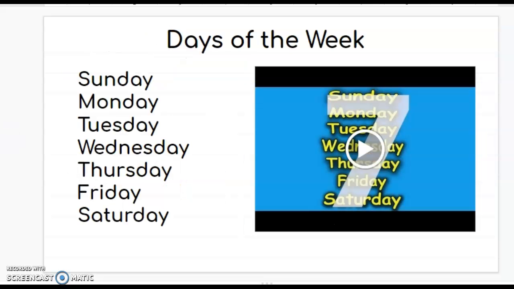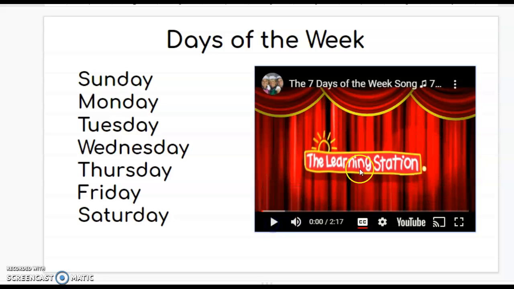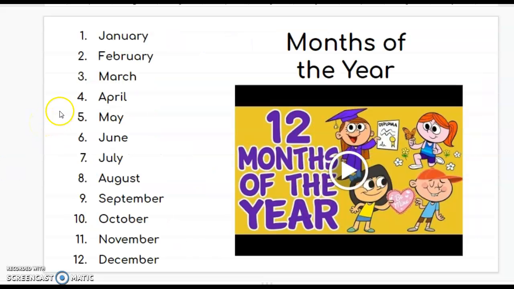After this page, you're going to focus on days of the week, and just like the good morning song, you're going to press the play button. The song will start playing, and as the song is playing, you can say the days of the week: Sunday, Monday, Tuesday, Wednesday, Thursday, Friday, Saturday. The next page on this Google slide is the months of the year. Whenever you see this triangle play button, you're going to press it and a video will start playing for you.